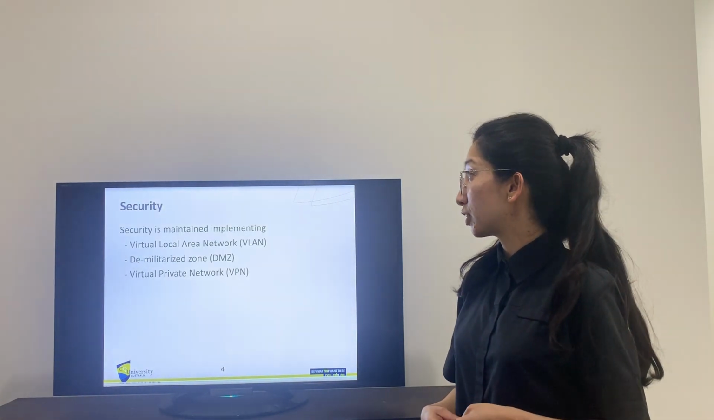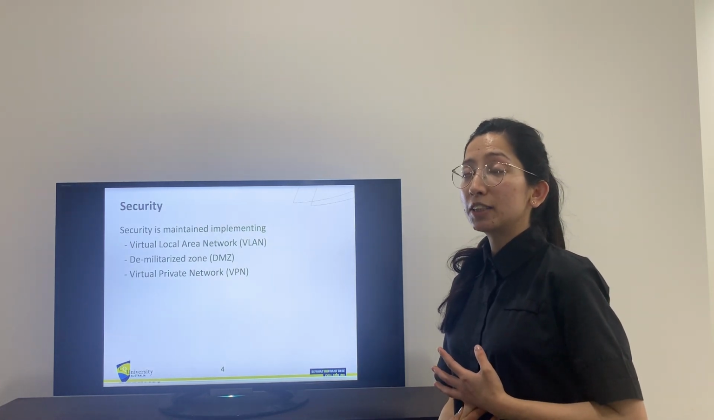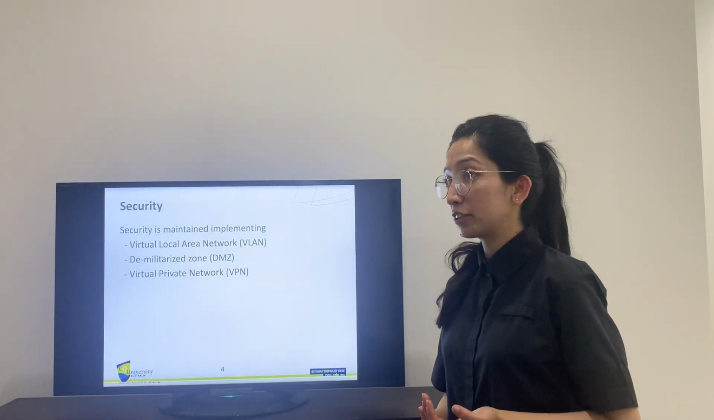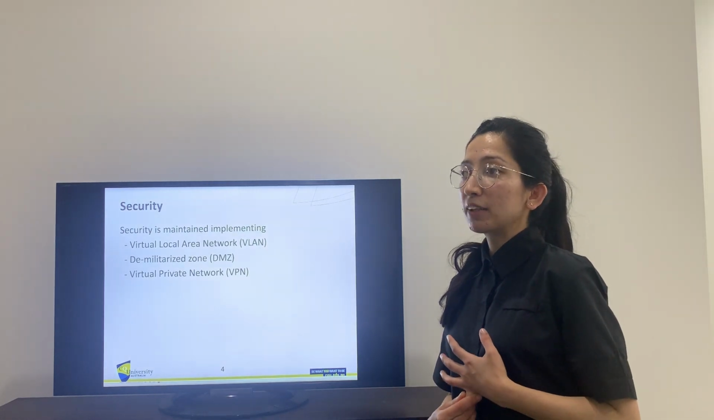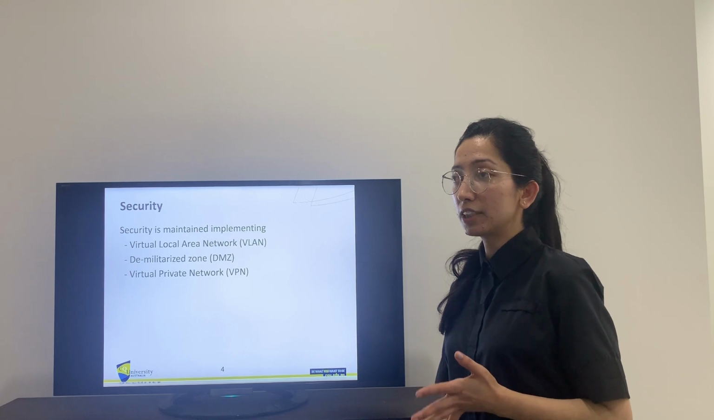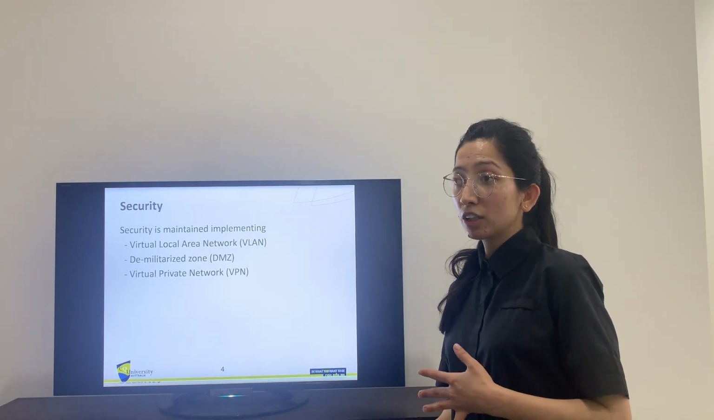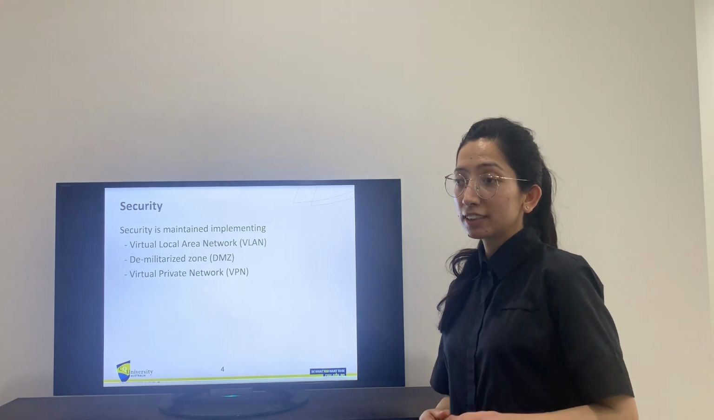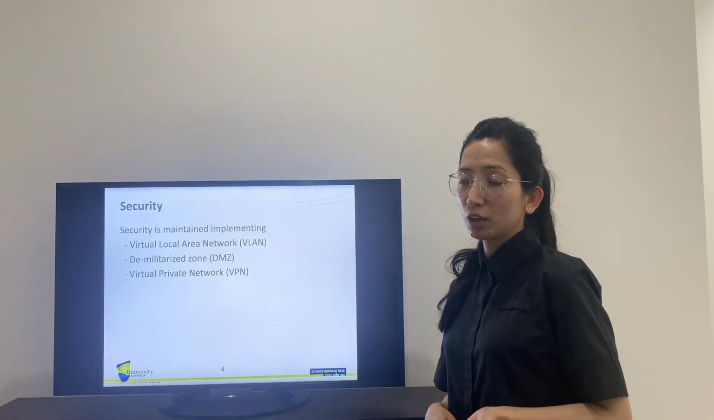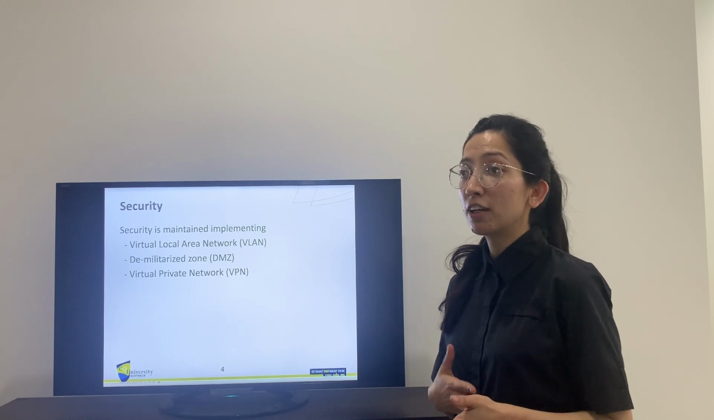For security purposes, we have implemented virtual local area network, demilitarized zone, and virtual private network. Demilitarized zone is a mechanism which divides the network into internal and external network. So whenever there is a threat in the external network, it doesn't allow the threat to enter the internal network, so it provides a double layer of security.